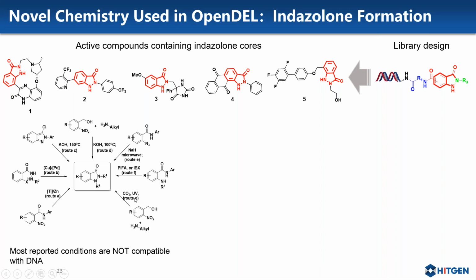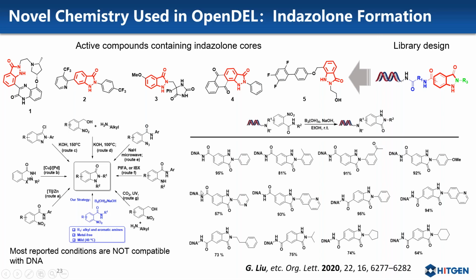So we developed a DNA-compatible chemistry using diboronic acid as a reductant to reduce the nitro group and then perform the ring-closure reaction. With this, we did the substrate scope study, and this was also published in Organic Letters in 2020.